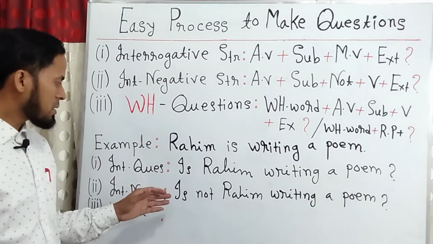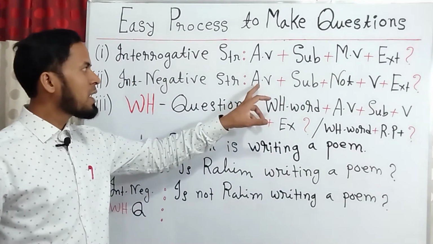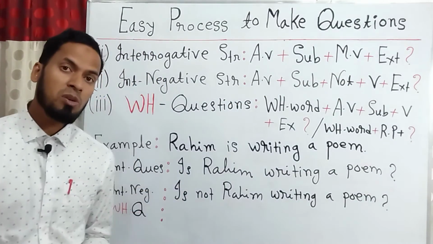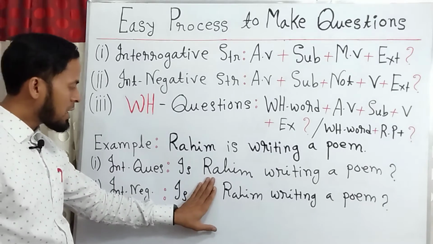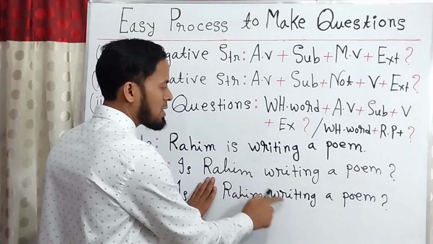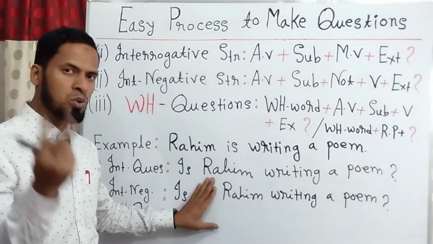Just follow it keenly. Is not Rahim writing a poem? But here I have given auxiliary verb plus subject plus not plus verb plus extension. Yes, you can also follow that. That means you omit this: Is Rahim not writing a poem? This is also correct. That means in two ways you can do this.